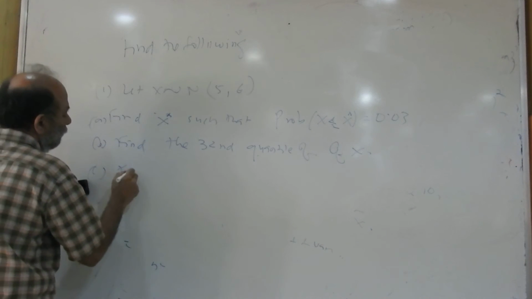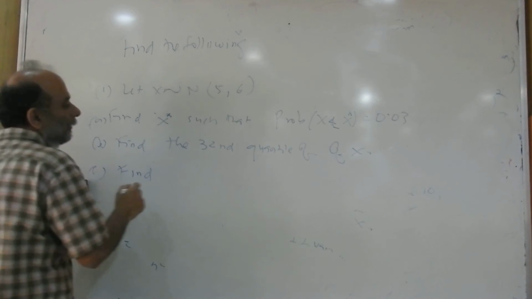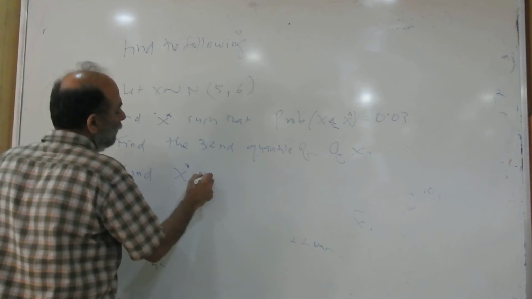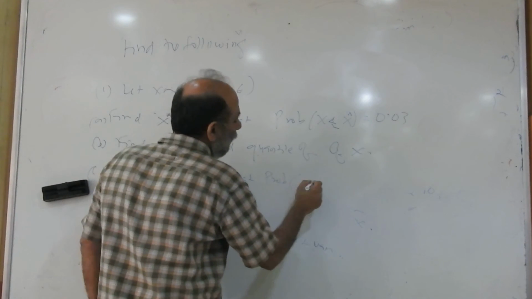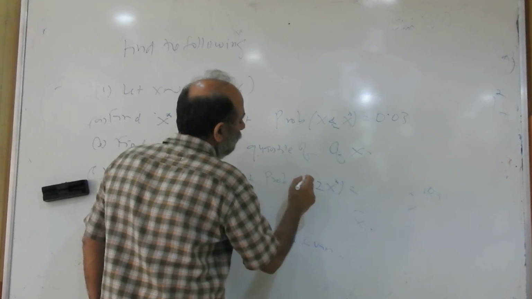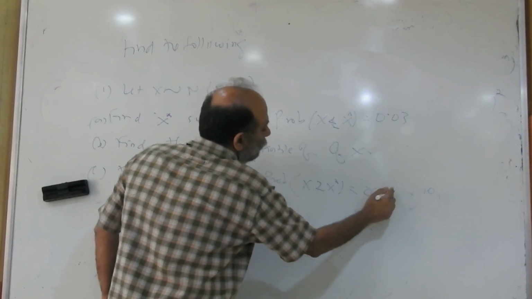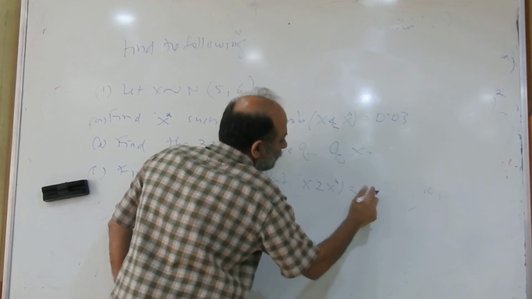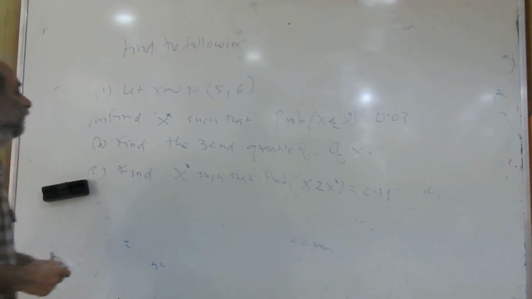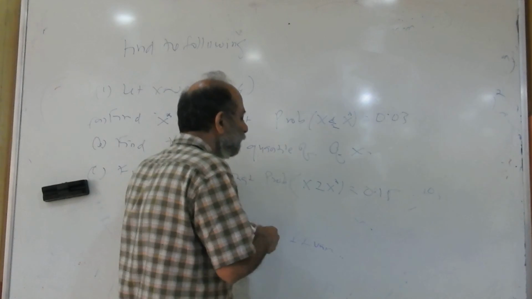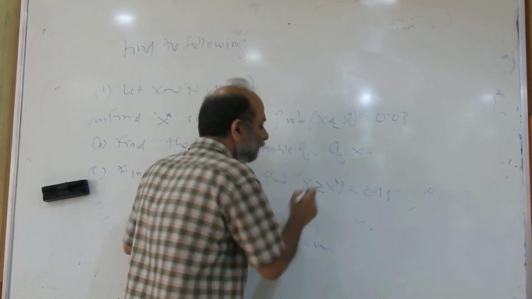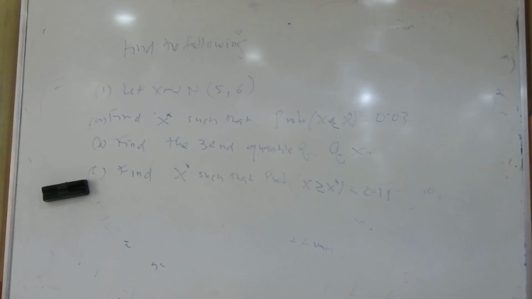C. Find X star such that the probability X is greater than or equal to X star is 0.15. Find X star so that the probability that X is greater than or equal to X star is 0.15. Yeah?